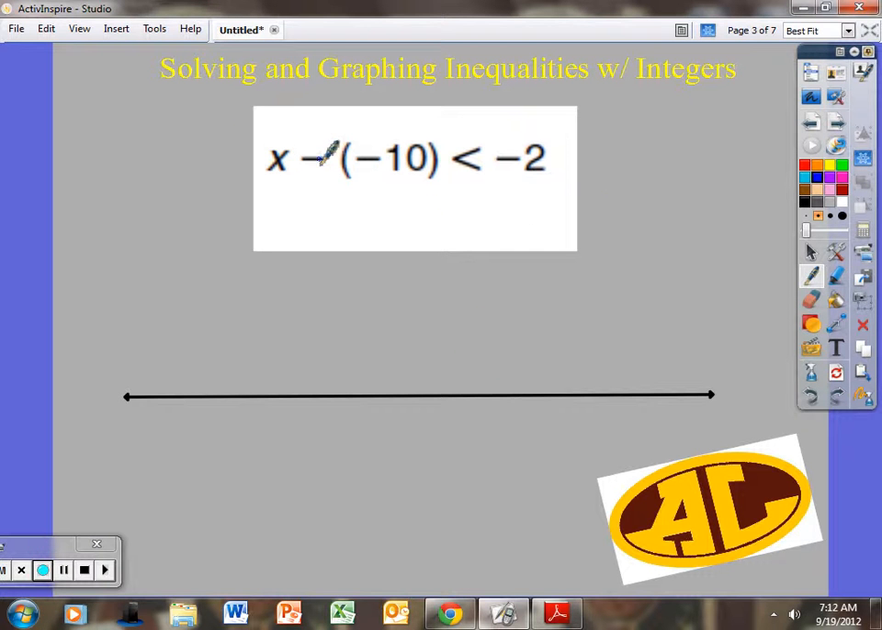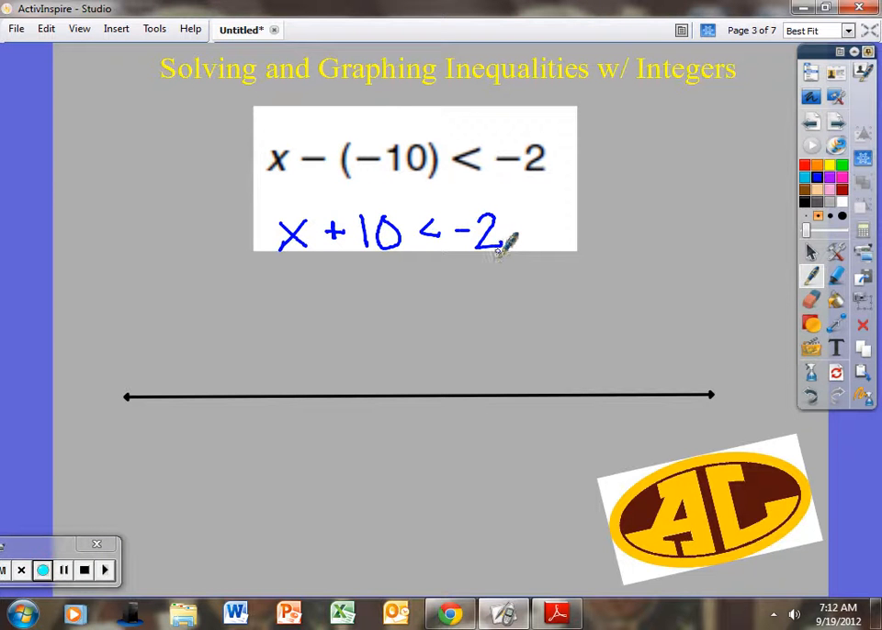Ooh, x minus -10 is less than -2. You know, I'm going to rewrite this. I don't like the way it's written. If I knew what x was, I would immediately change it, because when we subtract integers, we're actually adding the opposite of that second integer. So x plus the opposite of -10, which is +10, is less than -2. So I'm going to write it like that.